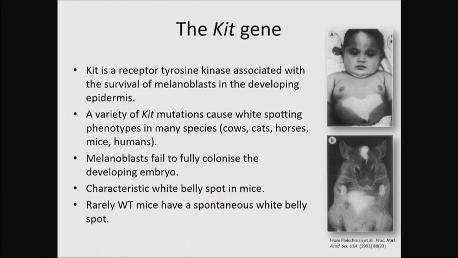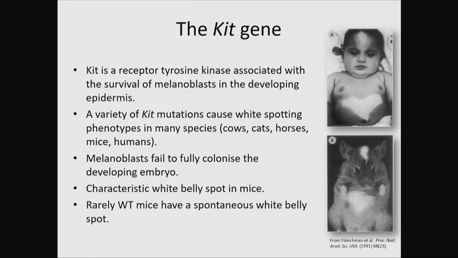So there's a gene which causes piebaldism, and the name of the gene is KIT, which is nice because I can pretend that I discovered this gene, which I should point out is absolutely not the case, although I would like it to be. I'd like to have a gene named after me, but I'm apparently too late for that. So KIT is associated with the proliferation and survival of melanoblasts in the developing epidermis. There are a lot of different mutations for this particular gene which cause these white spotting phenotypes.